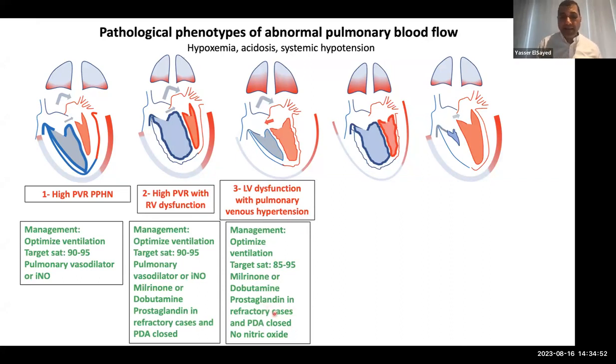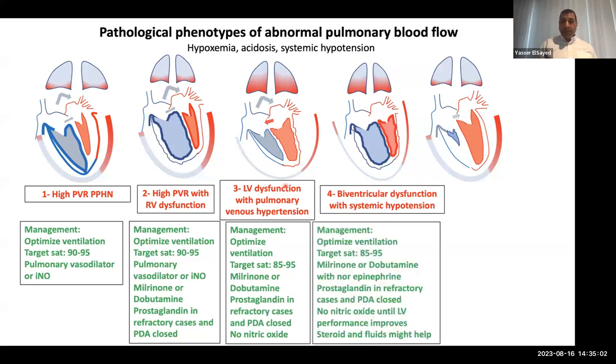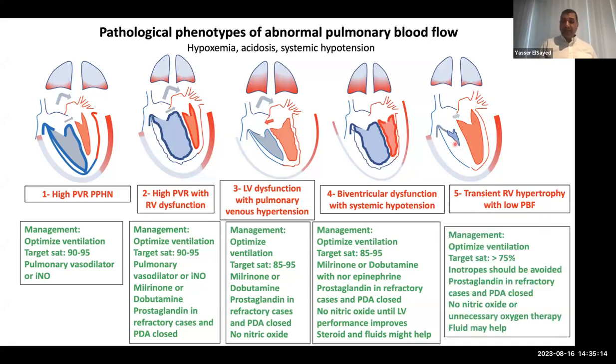Even if there's a PDA, the right-to-left shunt should be maintained open, sometimes with prostaglandin, and you just need to improve the heart performance with dobutamine or milrinone. If you have biventricular dysfunction, you need to improve the performance before considering nitric oxide. You may have transient RV hypertrophy with low pulmonary blood flow, and this is typically seen in infants with premature closure of the PDA during delivery or shortly before birth.